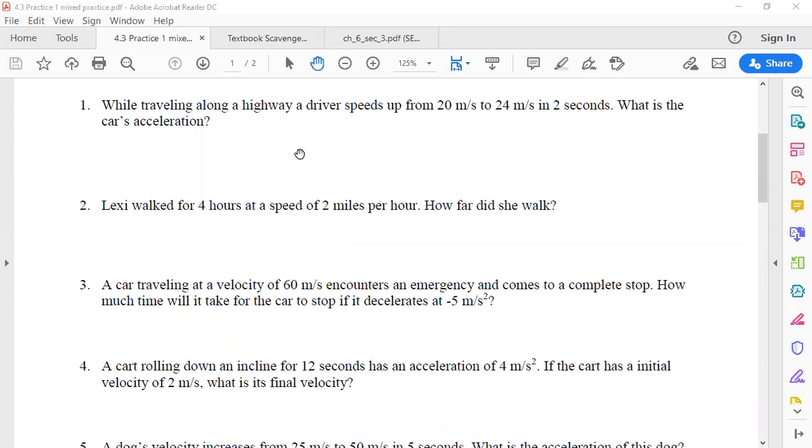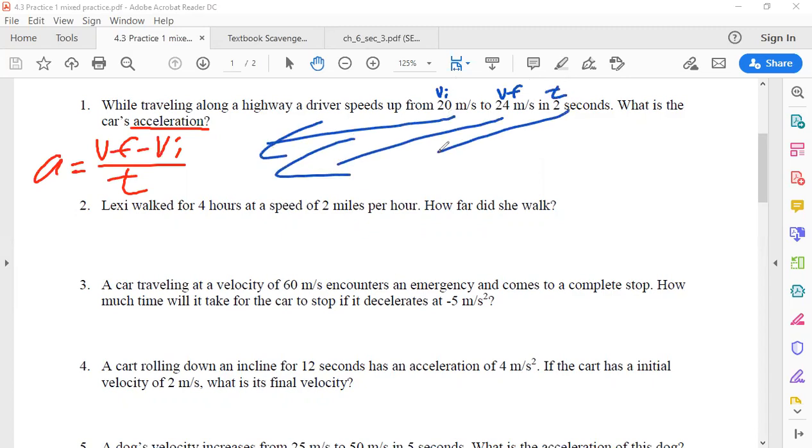The thing we need to know for this problem is which equation to use, and we're going to use our acceleration equation. The acceleration equation is A equals VF minus VI over T. Then we find the values from the problem and punch them in. For VI, we use 20 because that's the earlier velocity. For VF, we use 24 because that's the velocity that happens later. For T, we use 2. We punch them into the equation and solve, and that's how we find acceleration.